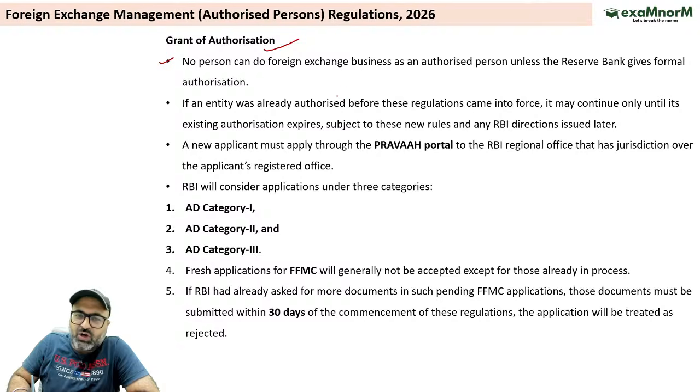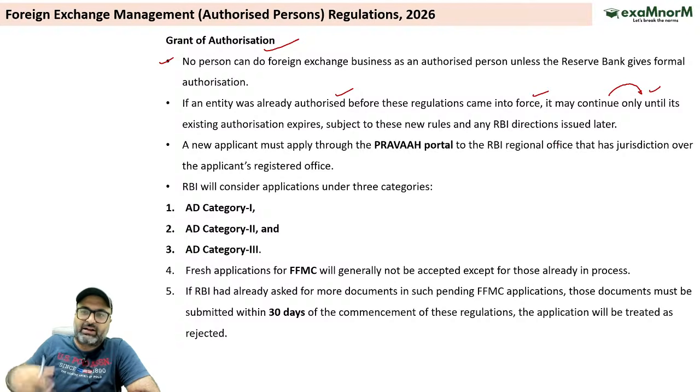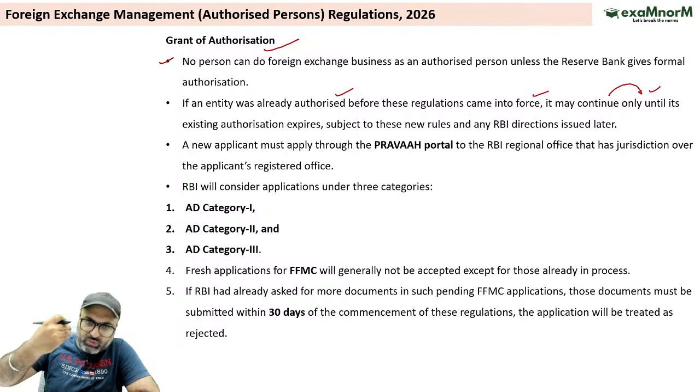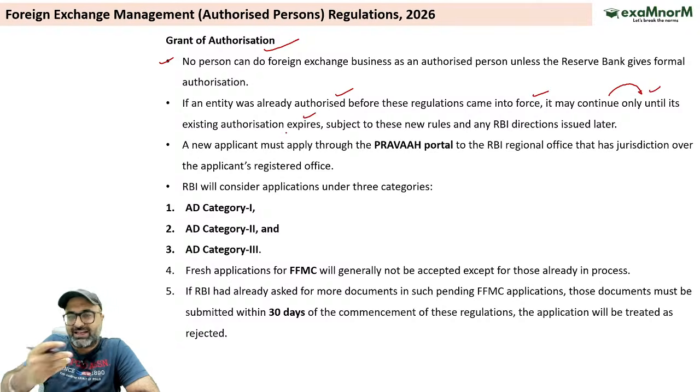If the entity was already authorized before these regulations came into effect, then that entity will be allowed to remain, and will continue to operate as an authorized entity till your license, your permission, expires. And if it expires, then you have to follow these new rules.